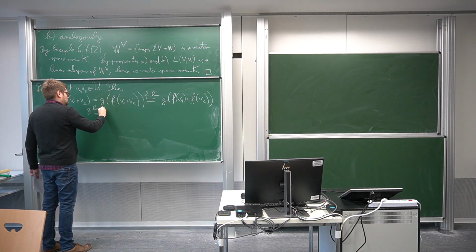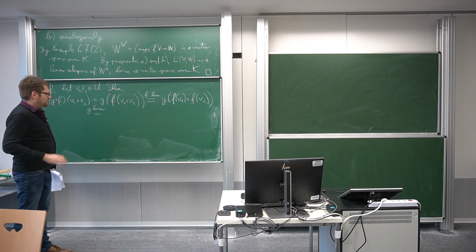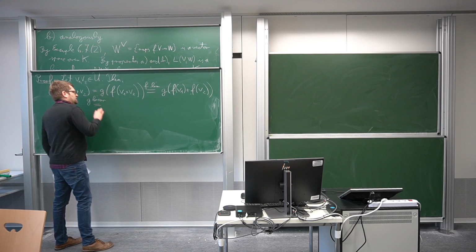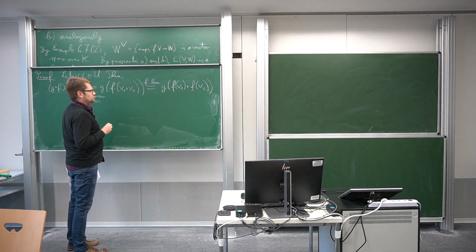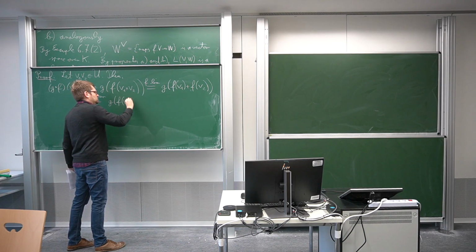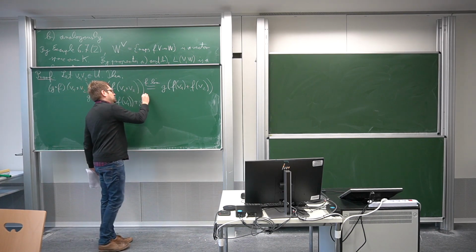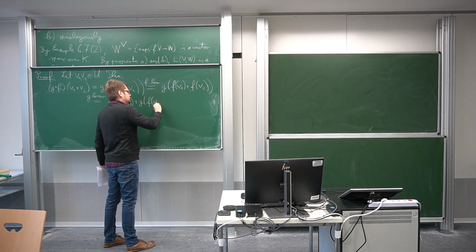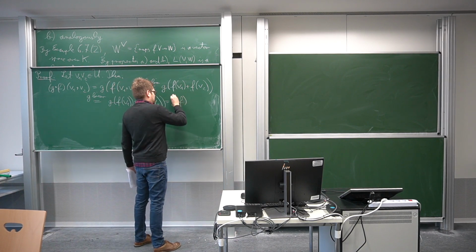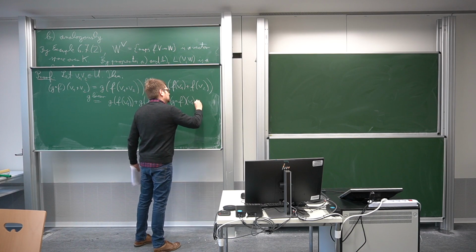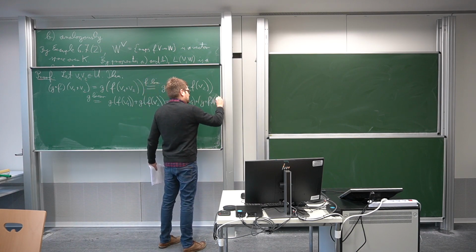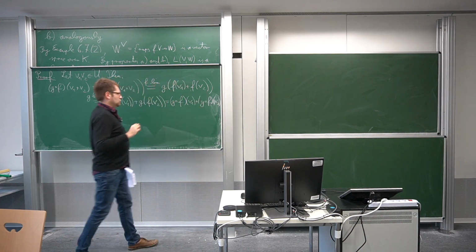Somehow a word that's hard to pronounce for Germans. I don't know why, but anyway, linearity. So by the linearity of G, this is the same as G of F of V1 plus G of F of V2. And now by definition of the composition, this is G composed with F of V1 plus G composed with F of V2. And this is what we wanted to show.